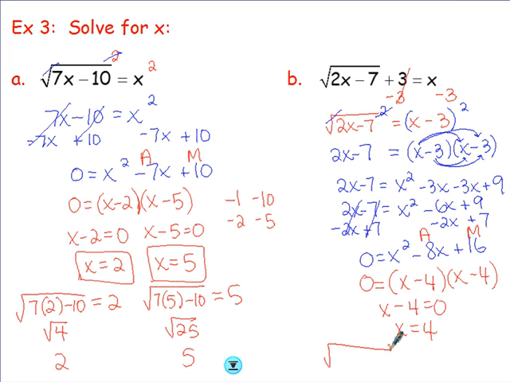Square root of 2 times 4 minus 7, then plus 3 outside. We're hoping that equals 4. Well, 2 times 4 is 8, and 8 take away 7 leaves you with 1. The square root of 1 is 1, and 1 plus 3 is 4. So that absolutely works, and that is the correct answer to your problem.